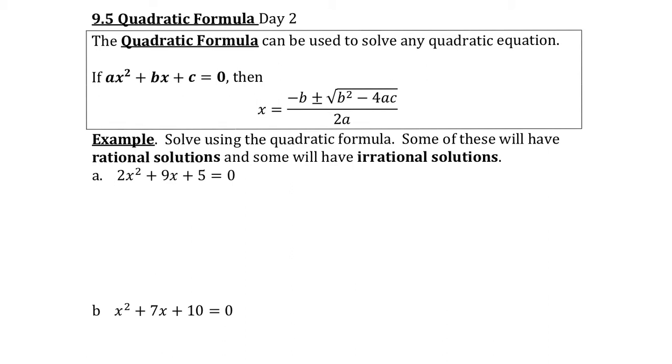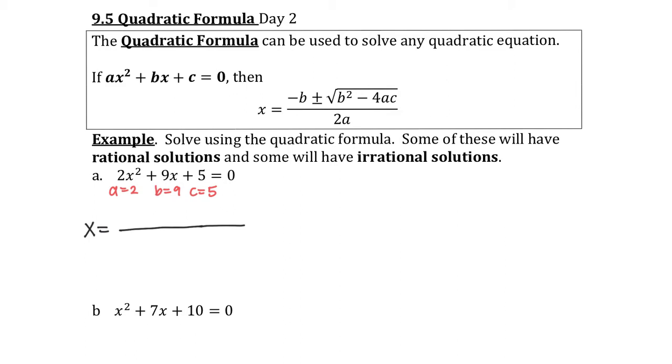So first, let me check if this is in standard form. It is. It's going from highest degree to lowest, and it's equal to 0. So I'm going to go ahead and identify my a, b, and c. And then I'm going to plug into the formula. If you've started to memorize it, it's great. If not, that's okay. Keep watching the video.